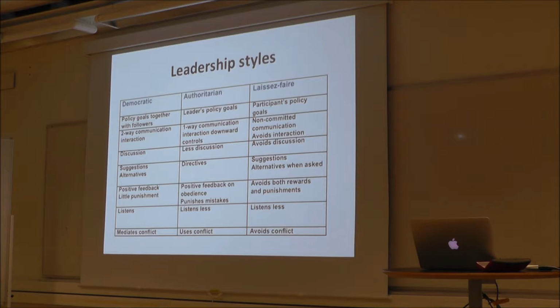Democratic, you give suggestions and alternatives. Authoritarian, you give directives. Laissez-faire, you perhaps give suggestions, and when asked, you might give an alternative, but you're basically not very active. Democratic, you give positive feedback, and you don't use punishment so much. Authoritarian, you give positive feedback when people are obedient, and you punish mistakes. Laissez-faire, you avoid both rewards and punishments. You don't want to be involved too much.